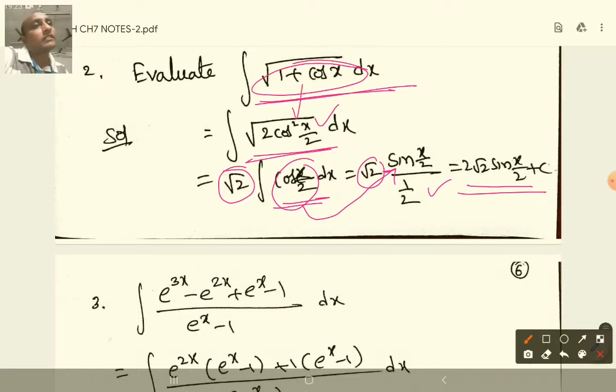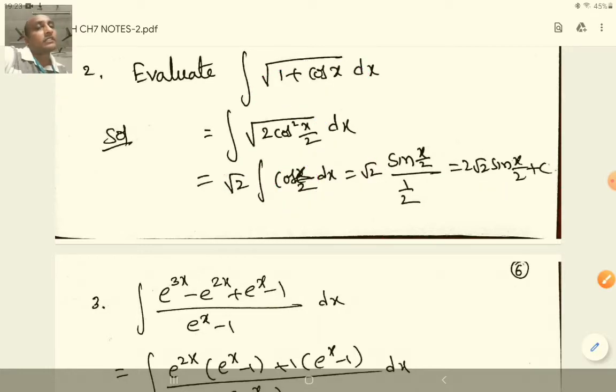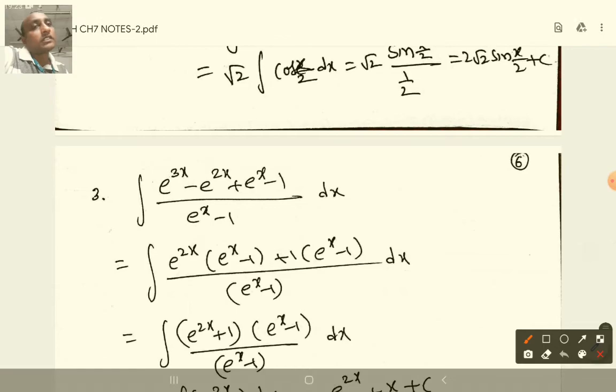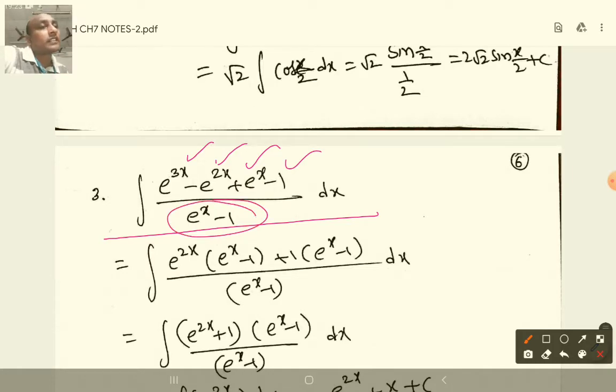1 plus cos x formula is important, right? Next, third question. Integration of e power 3x minus e power 2x plus e power x minus 1 by e power x minus 1. It is like the question which is there in the exercise, x cube minus x square plus x minus 1 by x minus 1.